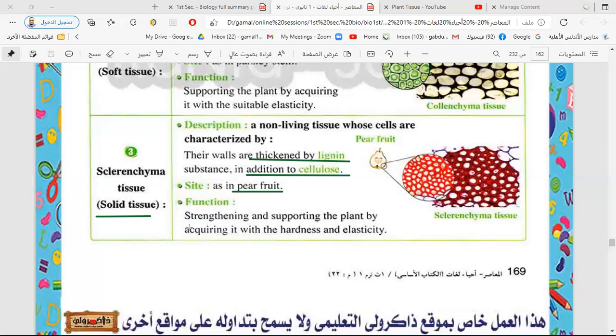It is like this. And its function, of course, is supporting and strengthening the plant by acquiring it with hardness and elasticity. So it is found in the pear fruit, and it gives it this hardness. As you see, it is very hard. It is not easy to cut. It is not like tomato, for example, or cucumber. It is hard to cut.